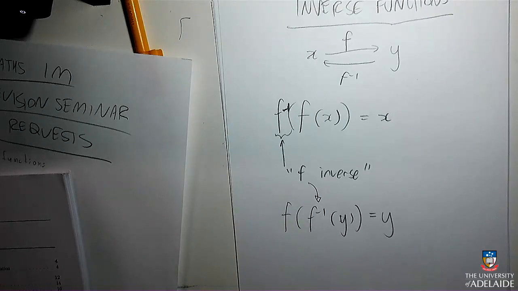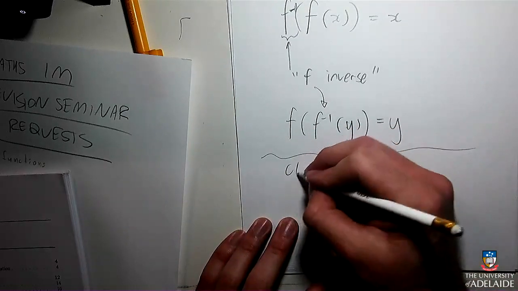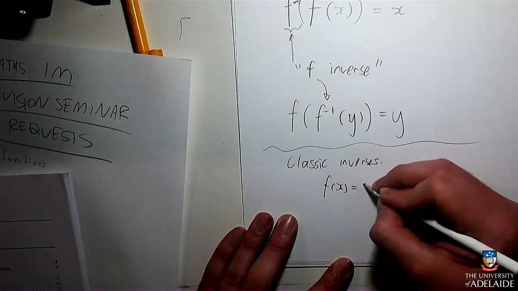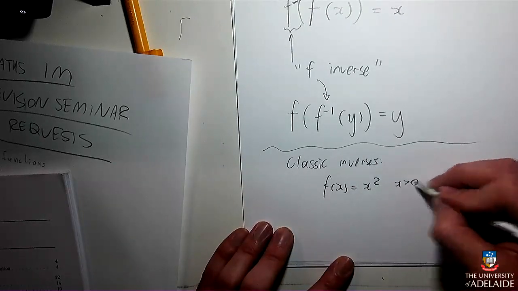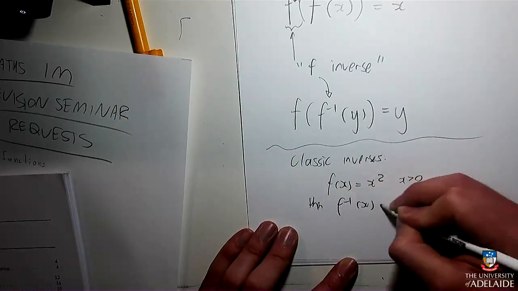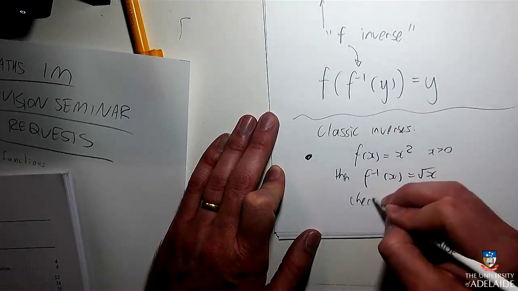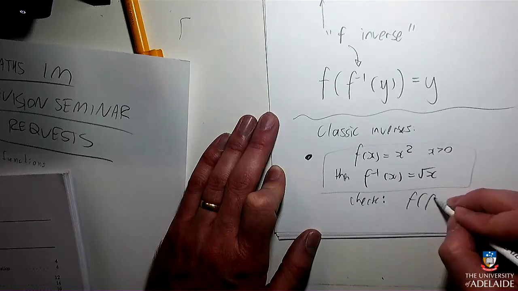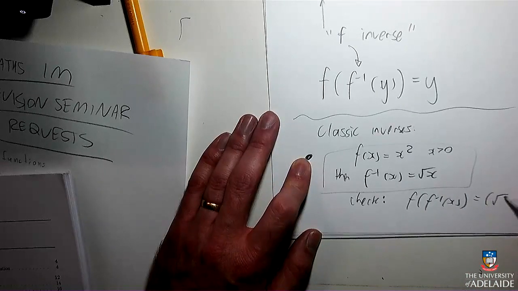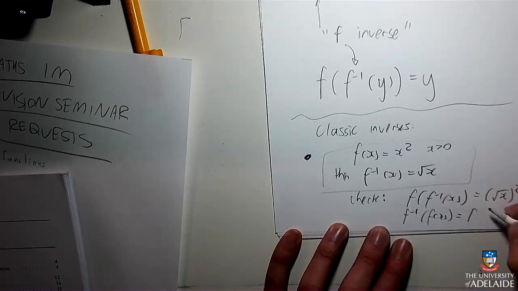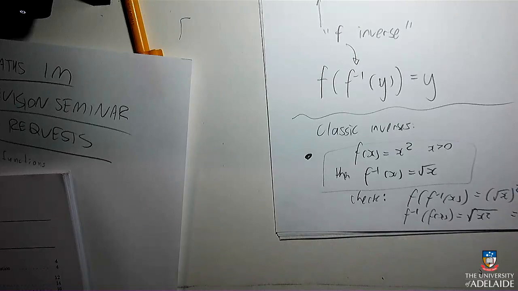Right, so some classic inverses that we've seen. If f of x is x squared, as long as x is positive, then f inverse of x is root x. I've been confusingly using x as the inside of both of them, but that's tradition. It's just the way we do it. The reason this works is that, just to check, f of f inverse x is root x squared, which is indeed x. And f inverse of f x is the square root of x squared, which is indeed x, if x is positive.